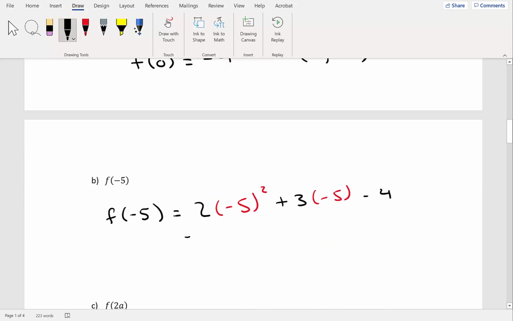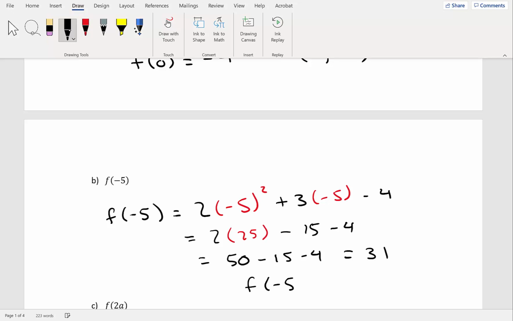Okay, let's go ahead and simplify. So you have to work out the exponents first. So we have negative 5 raised to the second power, which gives us 25. Now 3 times negative 5 gives us negative 15, and we have minus 4. 2 times 25, we have 50, minus 15, minus 4. Simplifying all this, the 50 minus 15 gives us 35. 35 minus 4 gives us 31. So f of negative 5 is equal to 31.